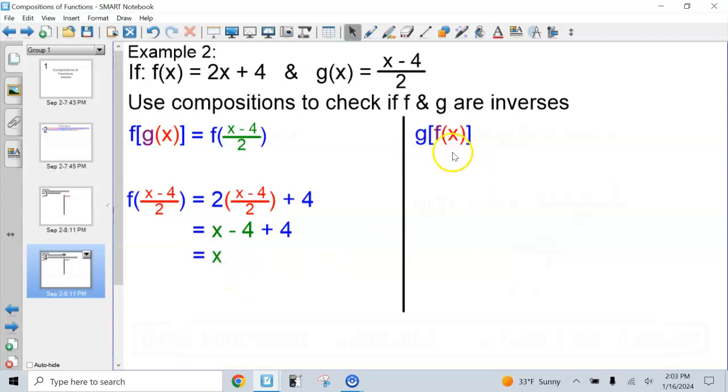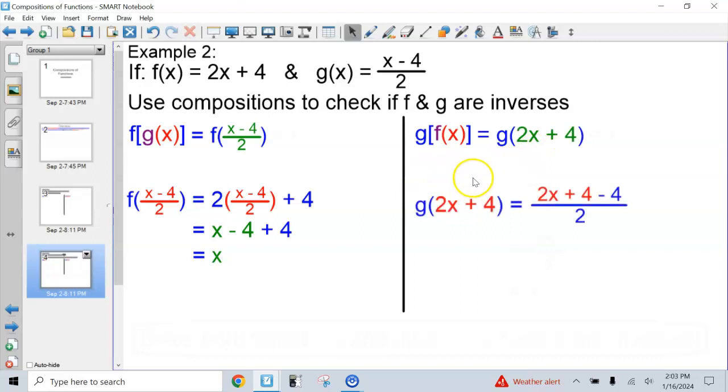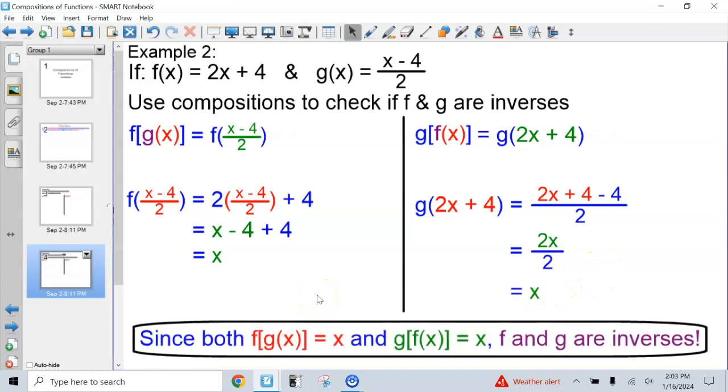Now I do g of f of x. Well, I do the inside, f of x means go to equation f, plug in x for x, there's no change, so we skip that, it's just really g of 2x plus 4. I go to equation g and plug in 2x plus 4 for x, so the numerator turns to 2x plus 4 minus 4 over 2, the 4's combine, then you divide the 2's, and get x. Since both f of g of x equals x and g of f of x equals x, that means f and g are both inverses.